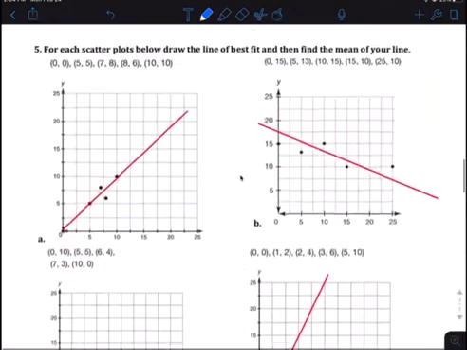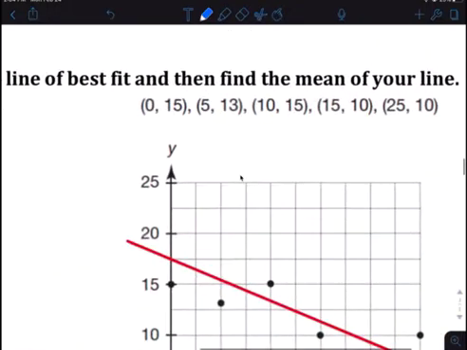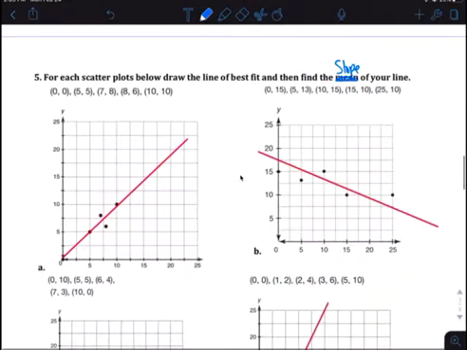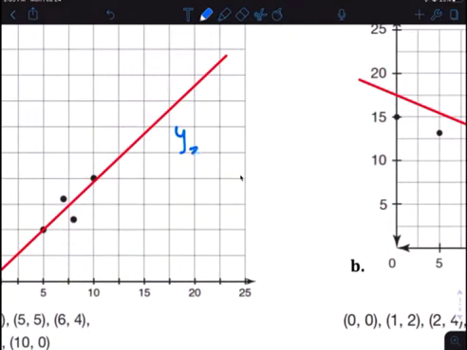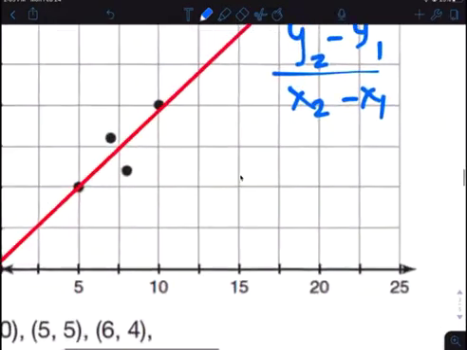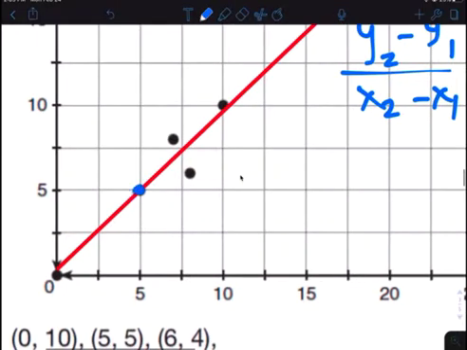Oh, we drew the line of best fit. And instead of finding the mean, we're finding the slope of your line. So each of you may have a different answer than me. I'll give you an example. Here I need y2 minus y1 over x2 minus x1. Your slope can be different.